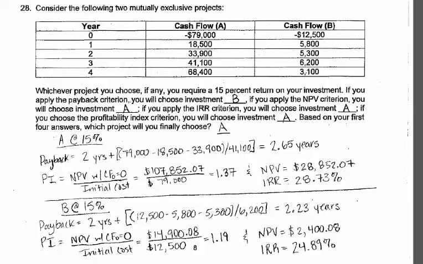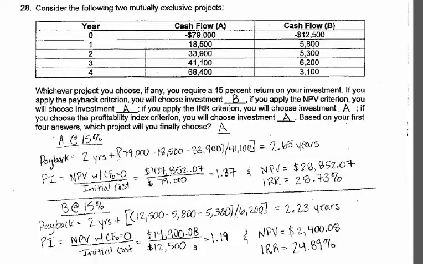Now for B, to get my 12,500 back, I'm going to go 5,800. That won't do it. 5,300 on top of 5,800. That won't do it. It's also going to be sometime in year three. So let's figure that out. I take the 12,500, subtract off 5,800, and subtract off 5,300, and I'm still left with around 1,400. So 1,400 divided by 6,200 is 0.23. So I went 2 full years and then almost a quarter of the way into the third year, so my answer is 2.23 years. Based off of payback, I get payback sooner with B, so I would choose project B.